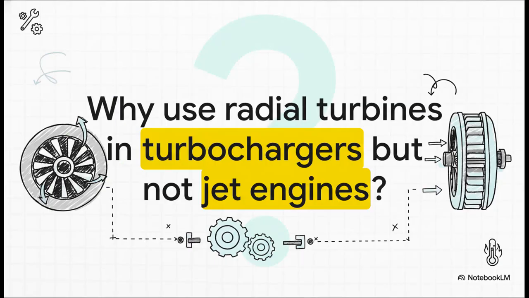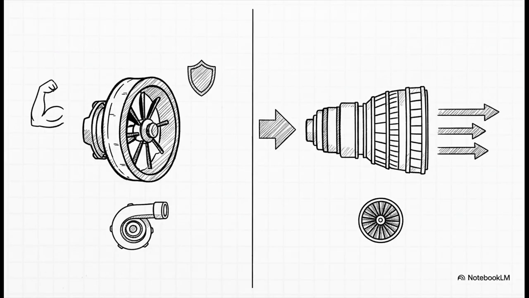And this next question is a great one. Why do we see radial turbines all over the place in automotive turbochargers, but you never see them in a big jet engine? Well, this comes full circle right back to those design advantages and trade-offs we were just talking about. Here's the bottom line.